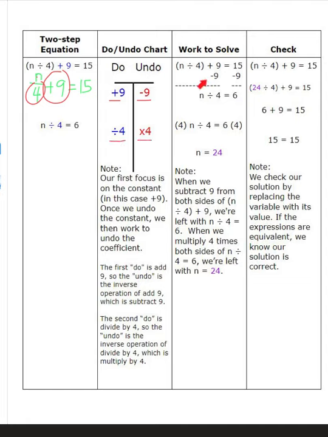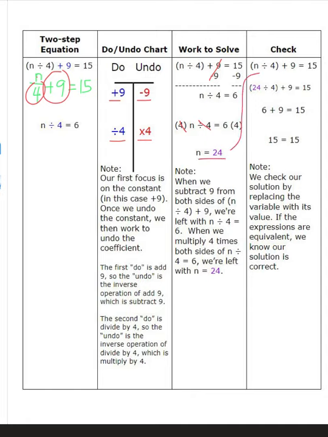So I do that over here. I've got my equation. I'm going to cancel out the negative 9 first. All right, I now have, bring down the n divided by 4. 15 minus 9 is 6. Now I'm going to undo the division by multiplying. Multiply both sides by 4. They cancel out. So n is equal to 24.